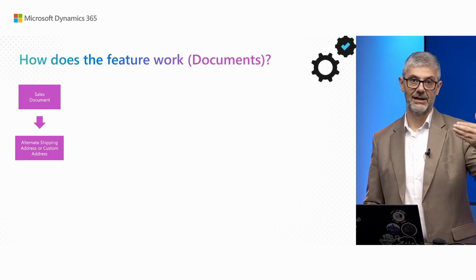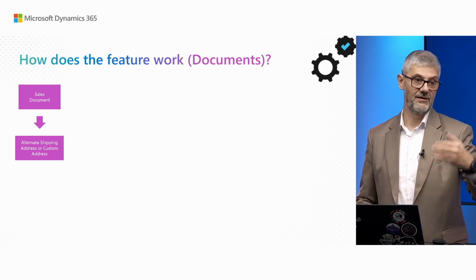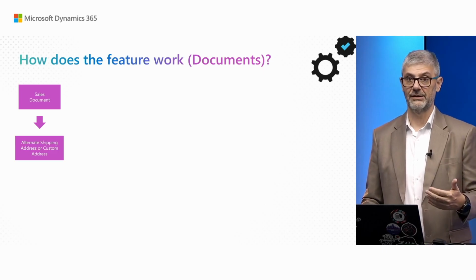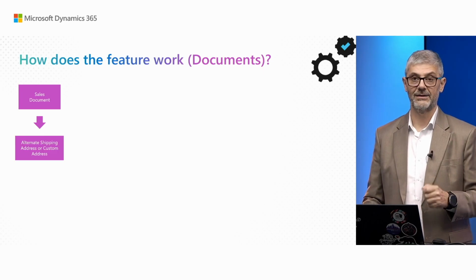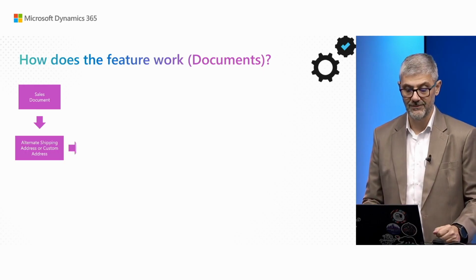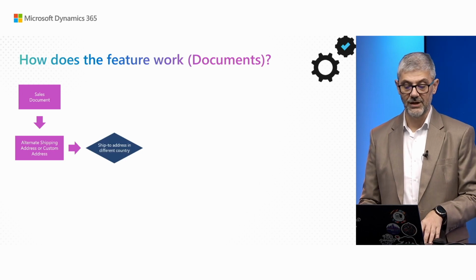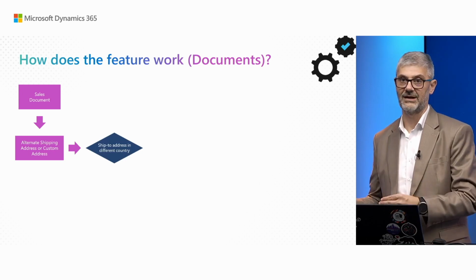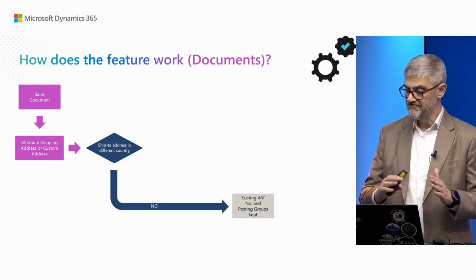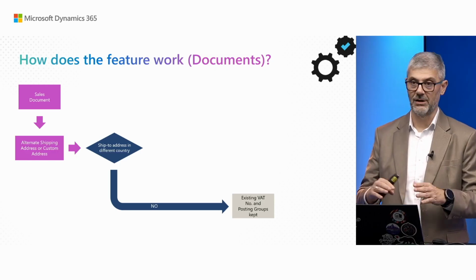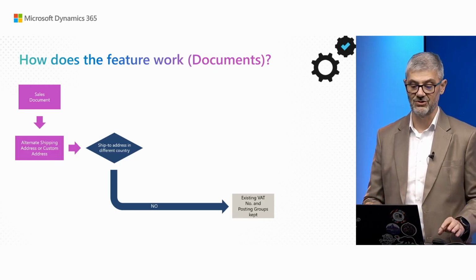You can choose an alternative shipping address, a different address, or if you have not recorded all these addresses, you can choose custom address and type manually your ship to address for this sales document. Then what will the system do? The system will again check if the ship to address is in a different country. If not, business as usual, nothing will be changed. Existing VAT number and posting groups will be kept.